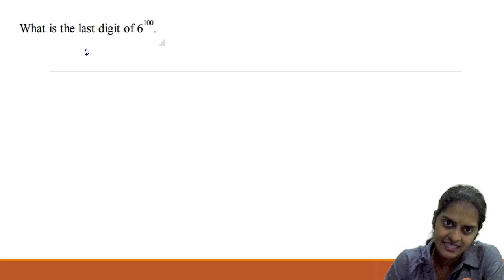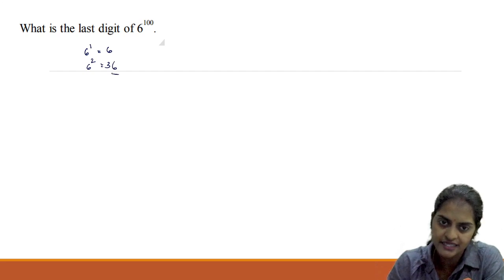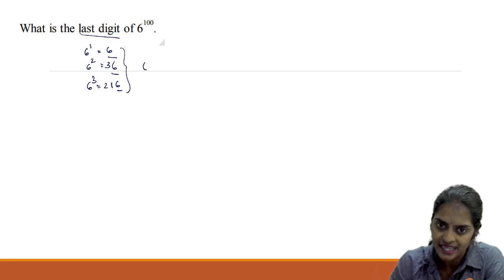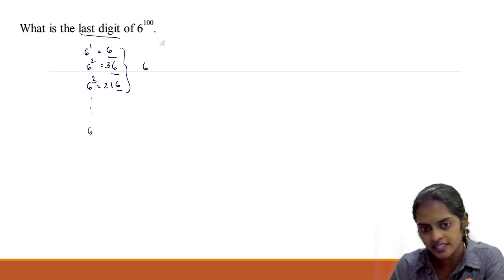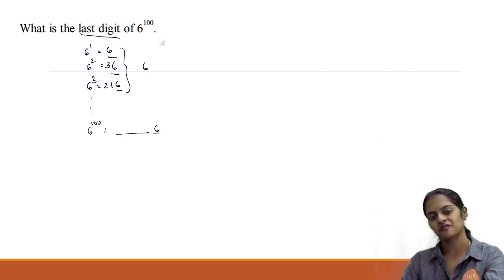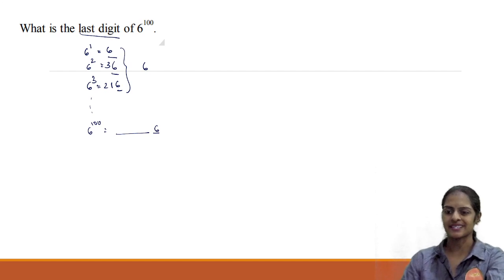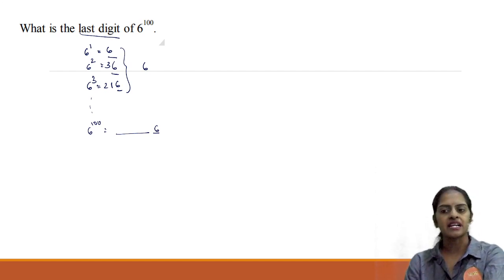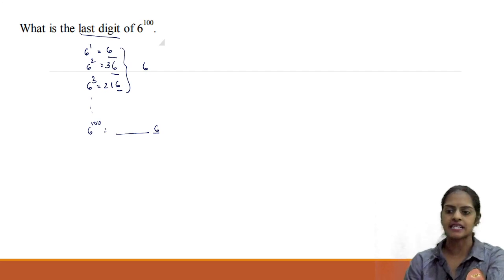So let us understand here. 6 power 1 is 6. 6 squared is 36. We are concentrating on the end digit because we want the last digit. 6 cube is 216. As you observe, all the end digits are 6. So 6 power 100 should also have 6 as the last digit. This is what you will write: observing the pattern, 6 power 100 will have 6 as the last digit.